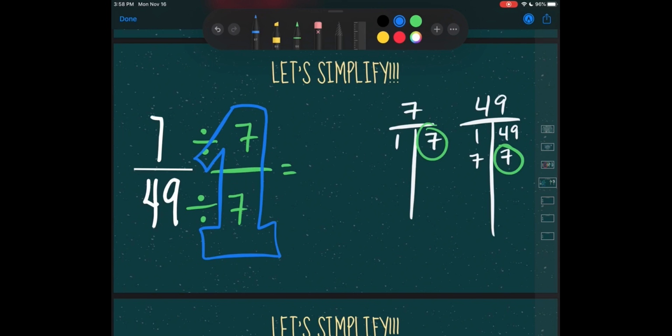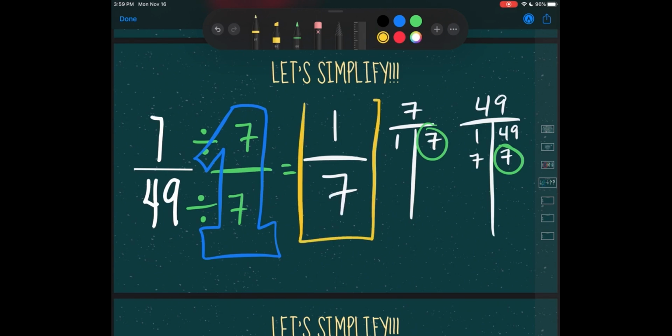Remember, this works because when I do 7 over 7, I'm basically dividing by 1. So it keeps it proportional, right? 7 over 7 is 1 whole. When I'm dividing by 1, my number stays the same. But since we're writing 1 a little differently, it changes the way my number looks. So 7 divided by 7 is 1. 49 divided by 7 is 7. So our simplified fraction is 1/7.